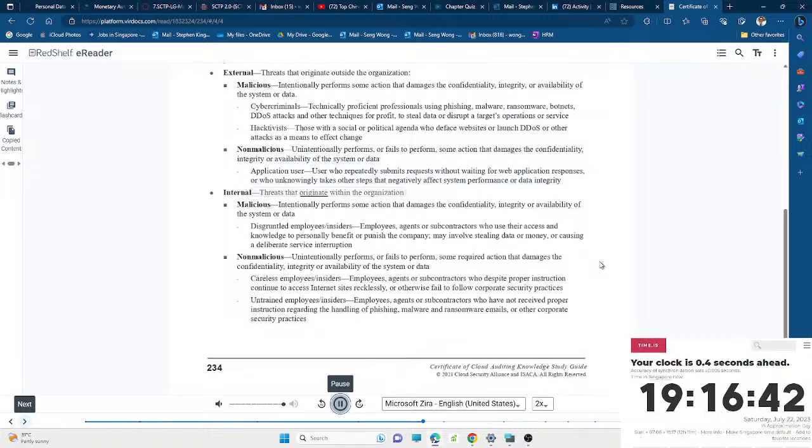Internal threats originate within the organization. Malicious: intentionally performs some action that damages the confidentiality, integrity, or availability of the system or data. Disgruntled employees/insiders, employees, agents or subcontractors who use their access and knowledge to personally benefit or punish the company, may involve stealing data or money, or causing a deliberate service interruption.